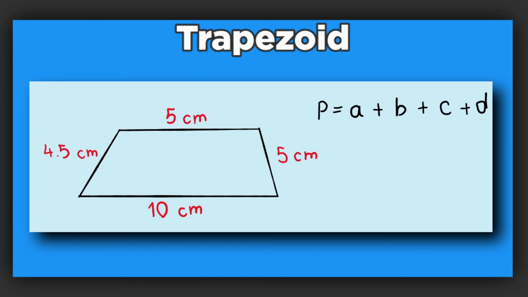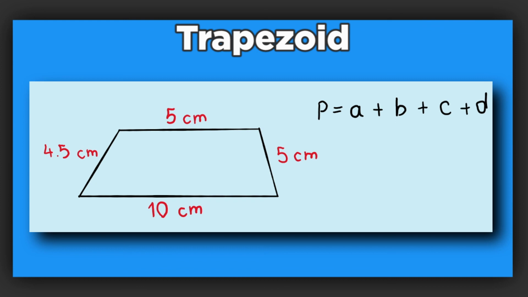So for the last part of the video, we are going to find the perimeter of the trapezoid. The formula is perimeter is equal to side A plus side B plus side C plus side D. Side A is 5 centimeters, side B is 10 centimeters, side C is 4.5 centimeters, and side D is 5 centimeters. We are going to add them to find the perimeter.